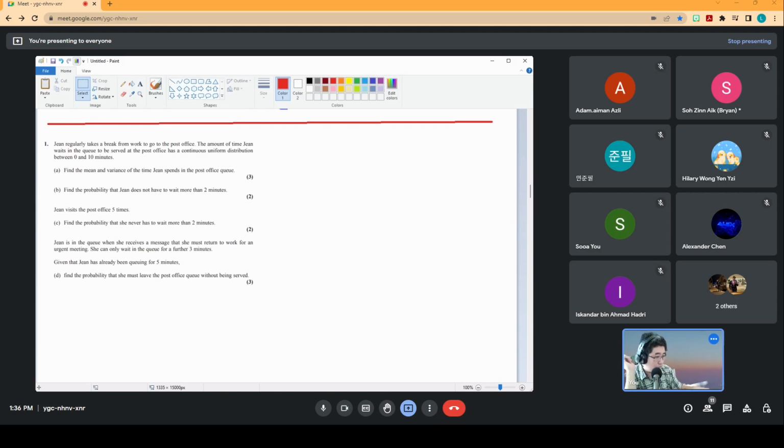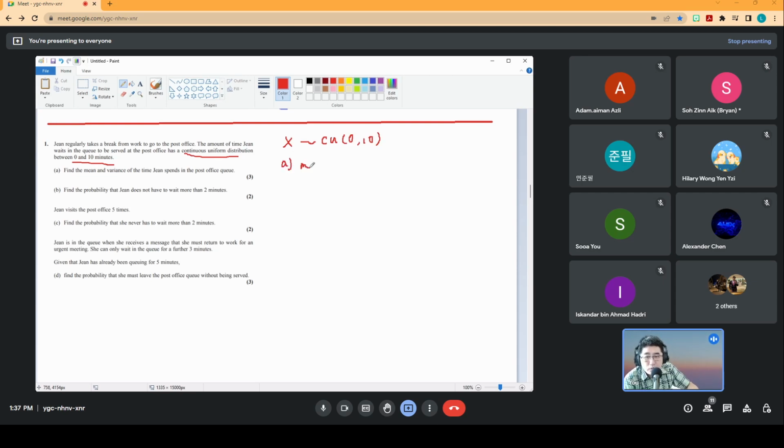Okay, let me try to find another example of a combination of two or more distributions. Okay, this one. Jin regularly takes a break from work to go to the post office. The amount of time Jin waits in the queue to be served has a continuous uniform distribution of 0 to 10 minutes. So X represents the time, CU with 0 to 10. Find the mean and variance.